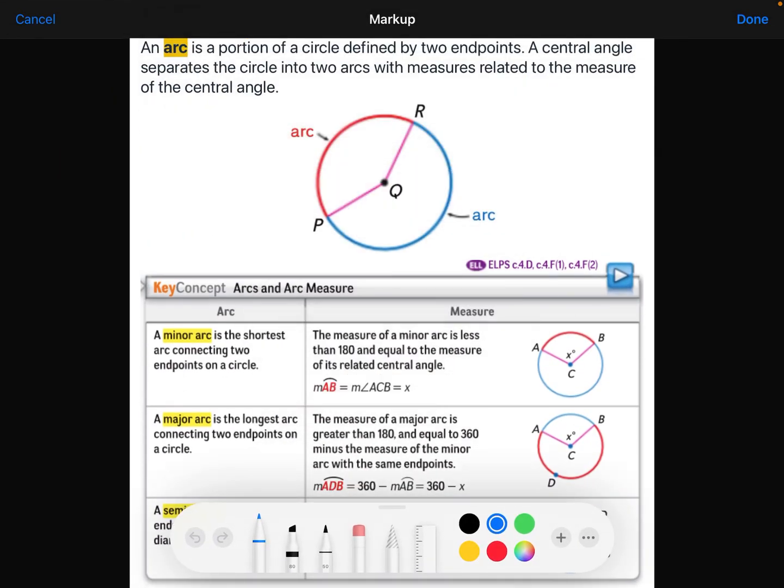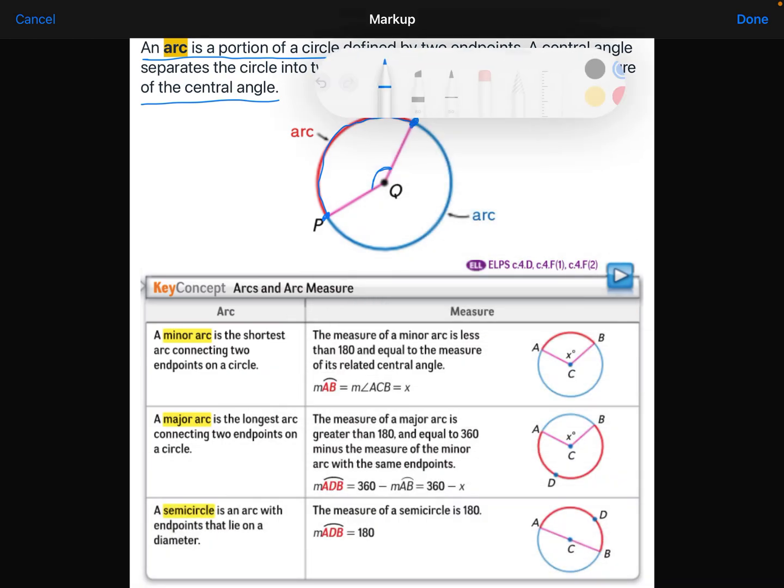All right, so now we're going to take a look at arcs. An arc is a portion of the circle defined by two endpoints. A central angle separates the circle into two arcs with measures related to the measure of the central angle. So if we have a central angle here, it's related to this arc between endpoints P and R.